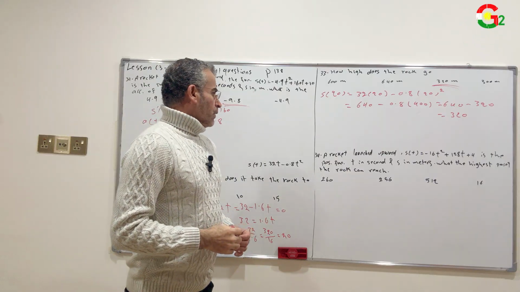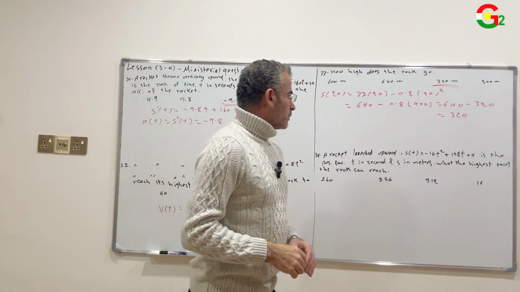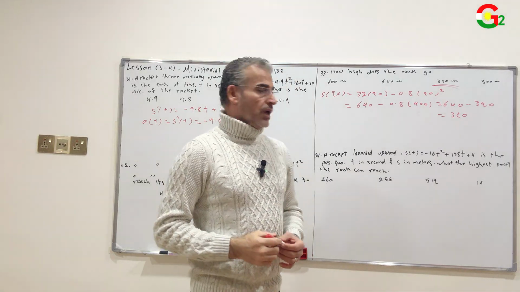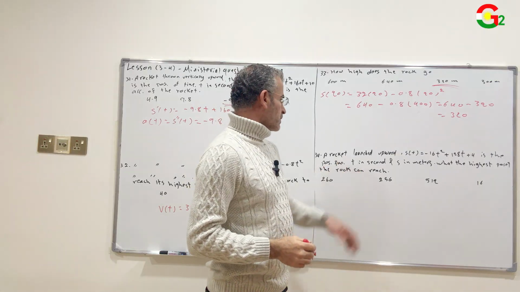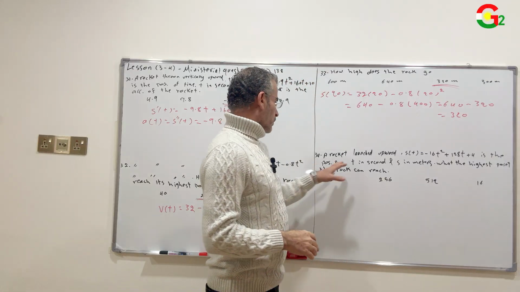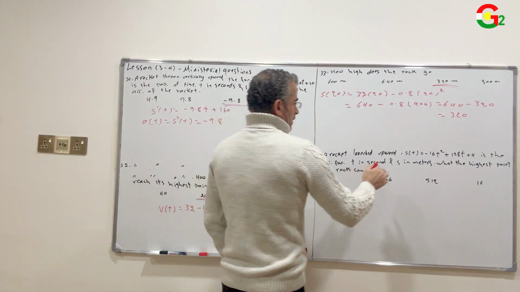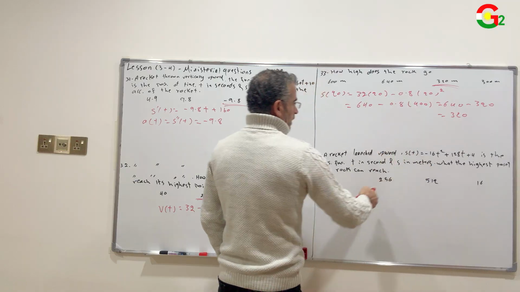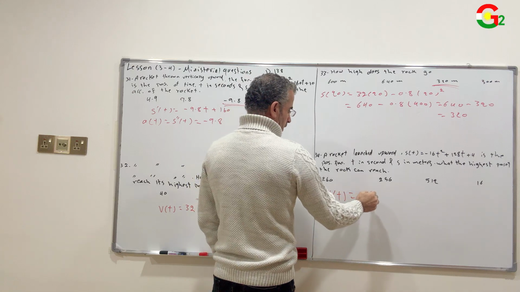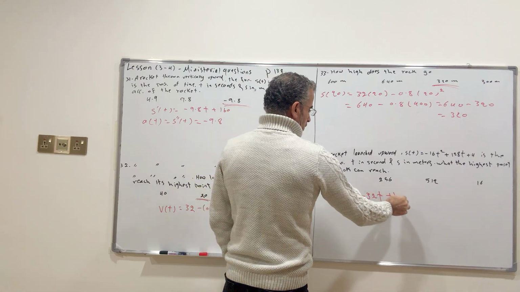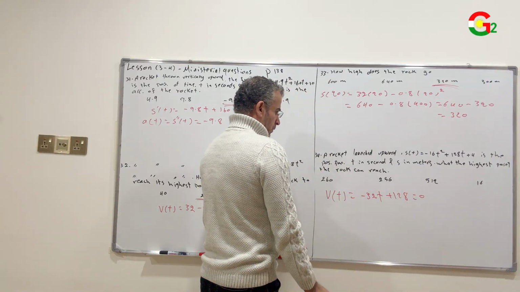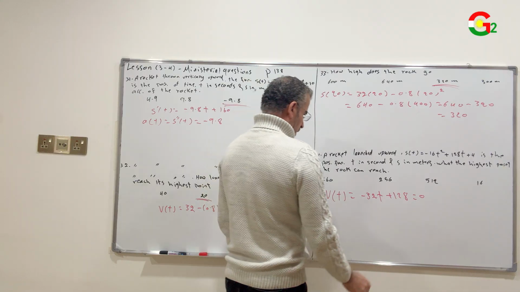Question number 34. A rocket launched upward. S of t equal negative 16t squared plus 128t plus 4 is the position function, t in seconds and s in meters. What is the highest point the rocket can reach? The highest point is when the velocity is 0. First, find the velocity function, negative 32t plus 128. Set it to 0 to find the time when the rocket reaches the highest point.